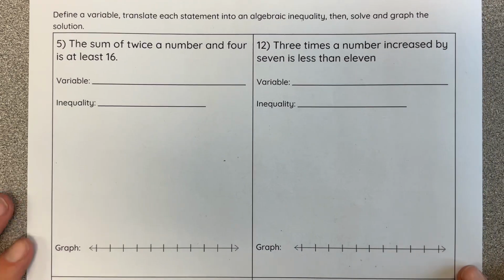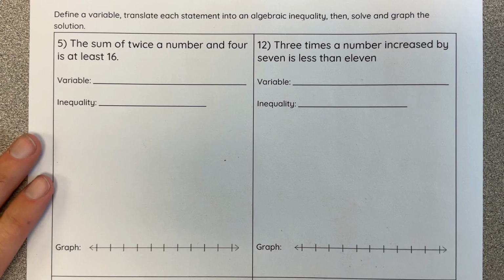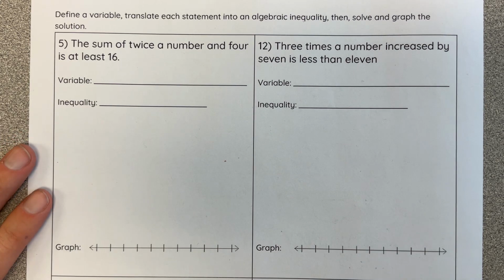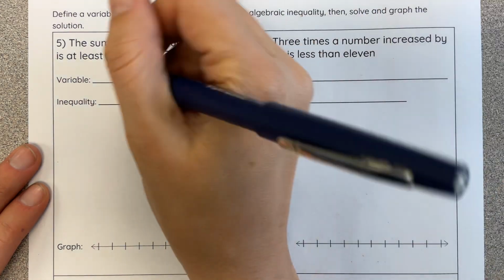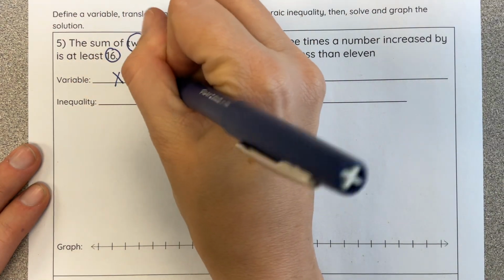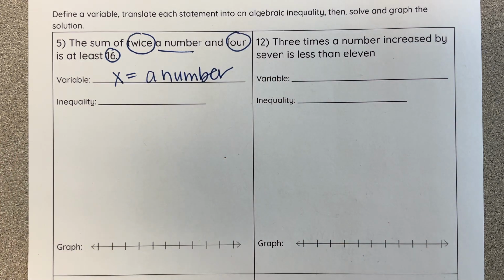All right, let's look at setting up some inequalities and then solving those inequalities. So the sum of twice a number and 4 is at least 16. So I'm going to circle the numbers given to us in the problem here. I'm going to underline our unknown, a number again, so x equals a number. And I'm going to highlight some key information.